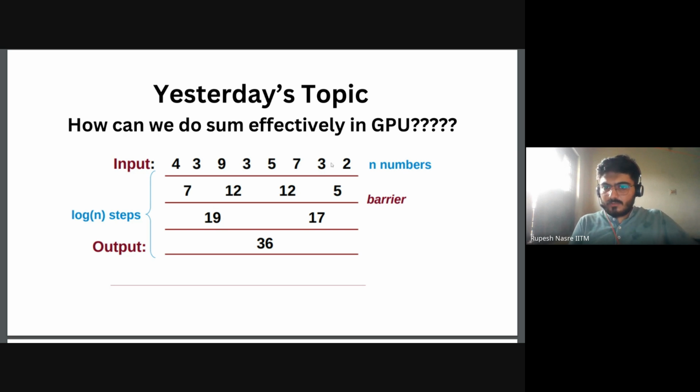Suppose this is iteration 1, this is iteration 2, this is iteration 3, this is iteration 4. What should each thread do in each iteration to get the answer? Anyone?